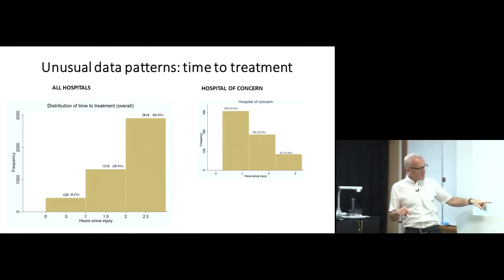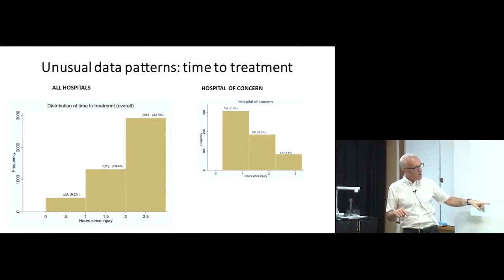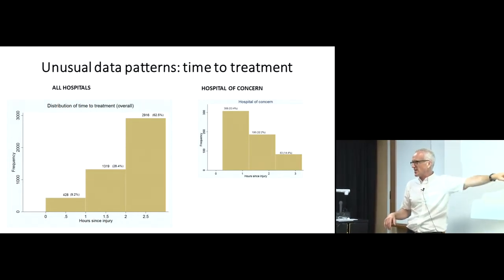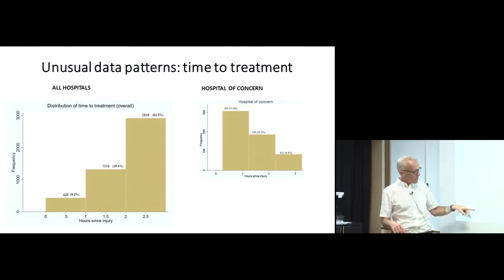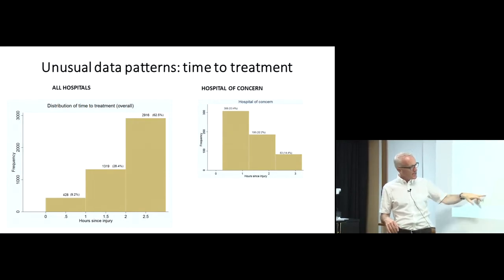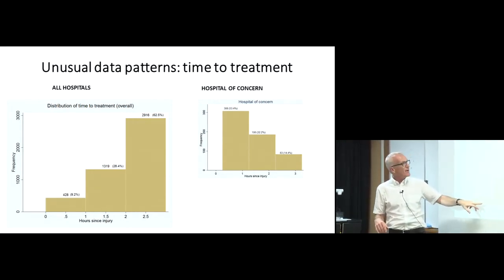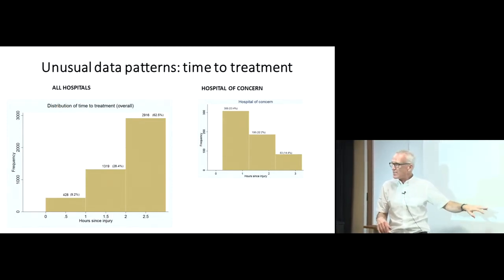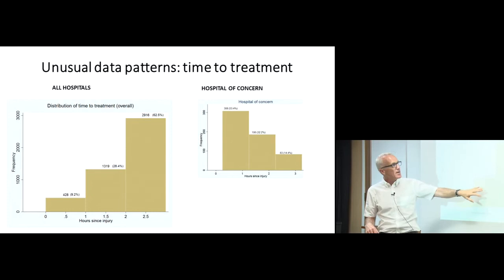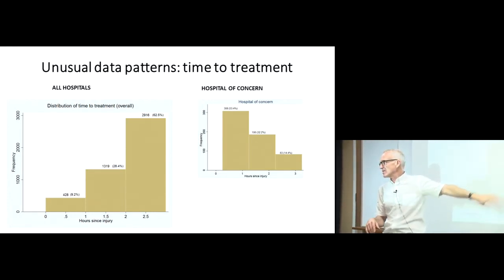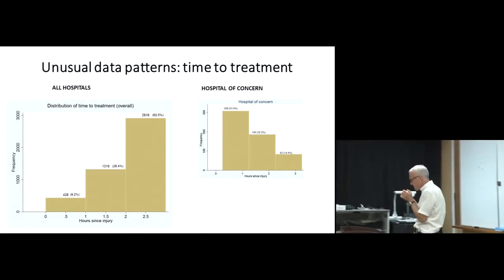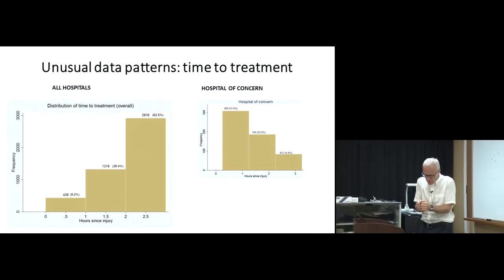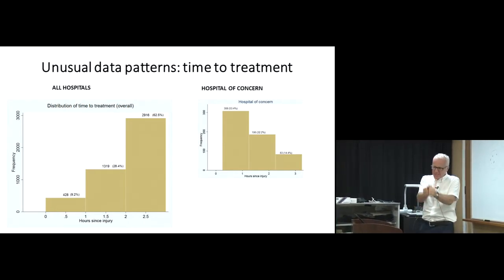And so usually we see that most hospitals, of all the patients in the trial, we get a distribution of time to treatment like this. Some hospitals, like about 10% of the patients are recruited in the first hour. 30% of patients are recruited in the second hour, and 60% of patients are recruited in the third hour. So it's very hard to recruit really quickly. It gets a little bit easier to recruit in the second hour.